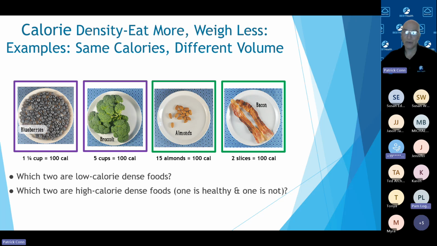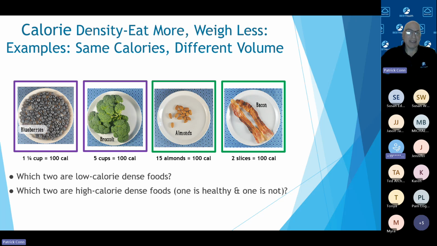Blueberries and broccoli. That's right, you get the prize. I don't know what the prize is, but you get the prize. Exactly. No, Jason, I can't say bacon. So yes, your blueberries and your broccoli are considered your low calorie dense foods. You get a massive amount of food with relatively low calories. That's the concept with calorie density of foods. You can feel full on fewer calories.